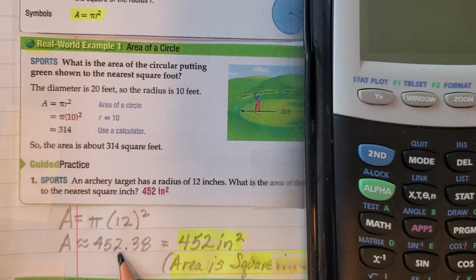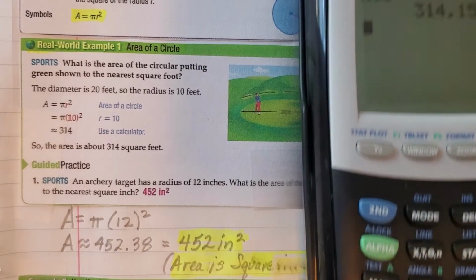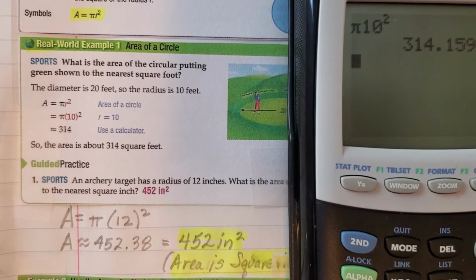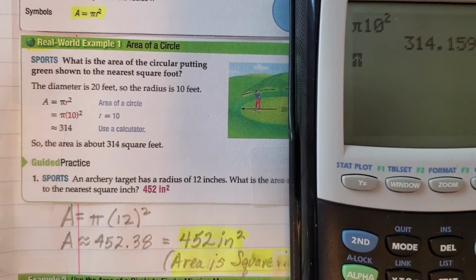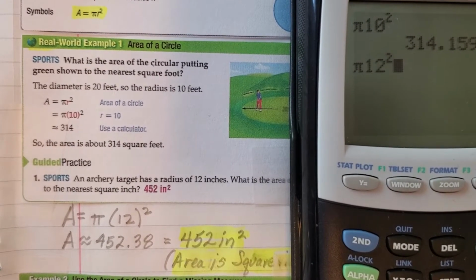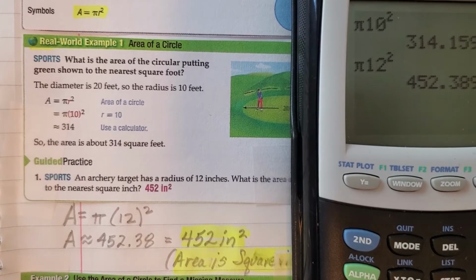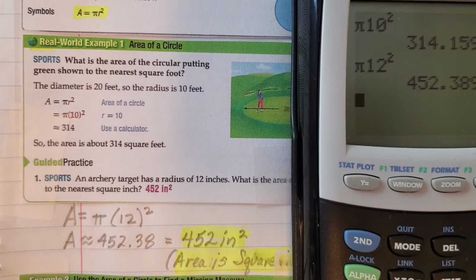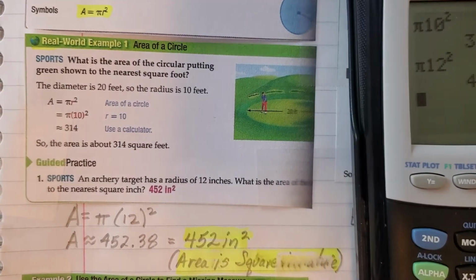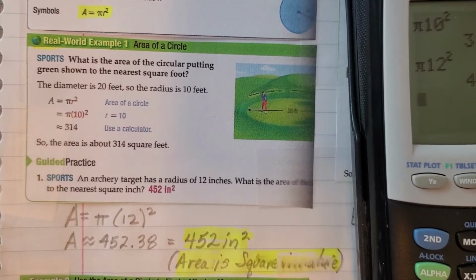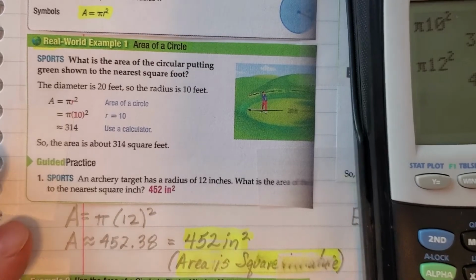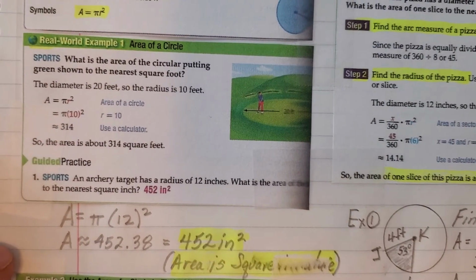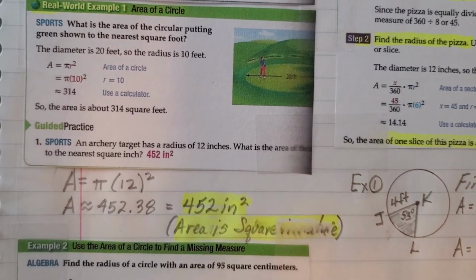That's 452.38. I could do that on the calculator real quick: pi times 12 squared, and 452.38 rounds to 452 inches squared. Remember, area is square in nature. That's what that says right there. It's not very good because it had my tape.